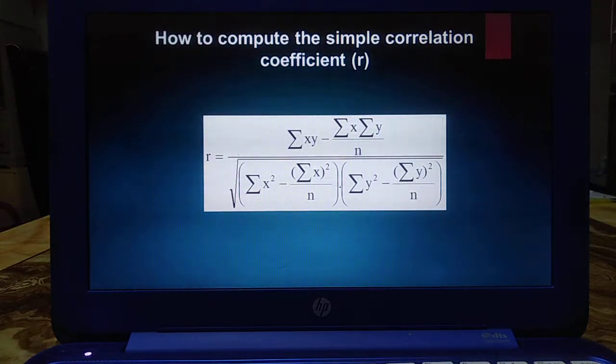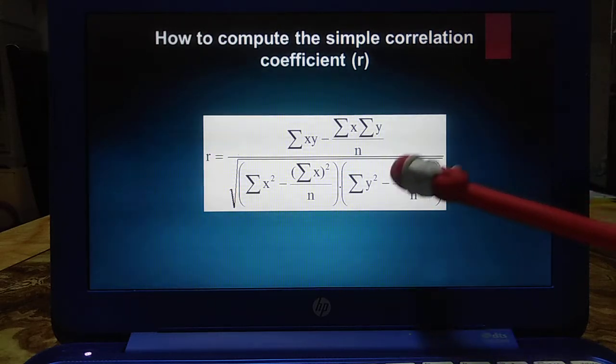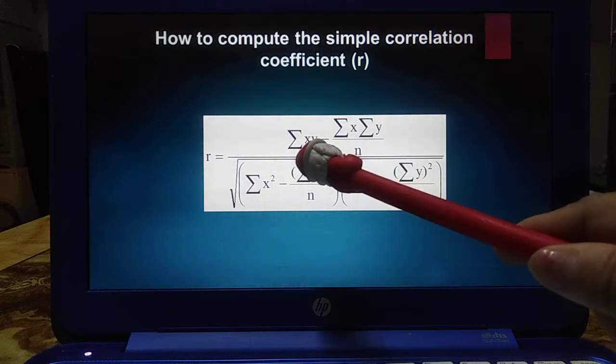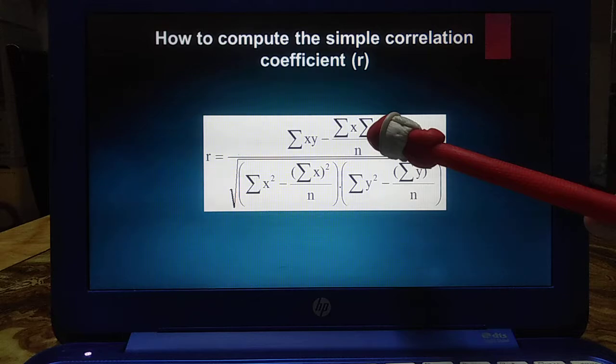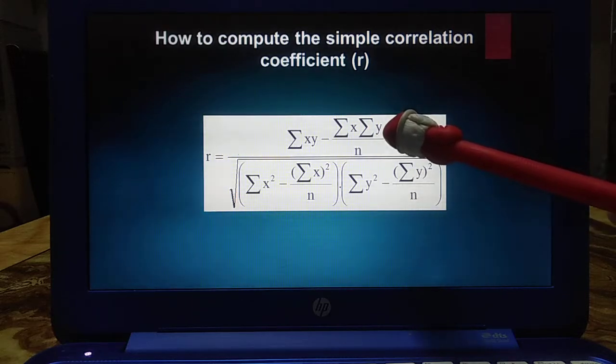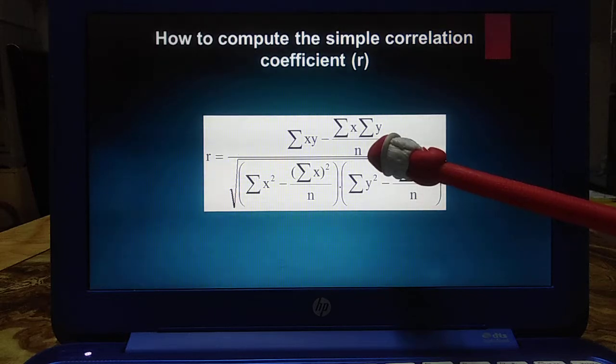So how are we going to compute for the simple correlation? I have just prepared the formula for you. Remember that x and y are representative of our variables. In the formula, the coefficient of correlation r will be equal to the sum of the product of x and y minus the sum of x multiplied by the sum of y all over the total number of data that we have.